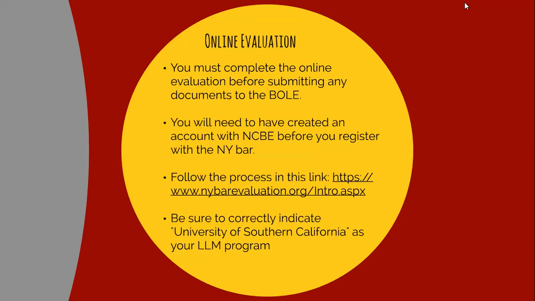And this one is really important. When you're going through the online evaluation, one of the questions that will be asked of you is where you're doing your LLM. Please be careful when selecting this. It needs to say the University of Southern California. I'm not sure what all of the options are, so it may not say Gould School of Law, but just be careful. I think some students have in the past been confused by USC. There's also a University of South Carolina. We are not the same school. It could delay your evaluation review if you select the wrong school.